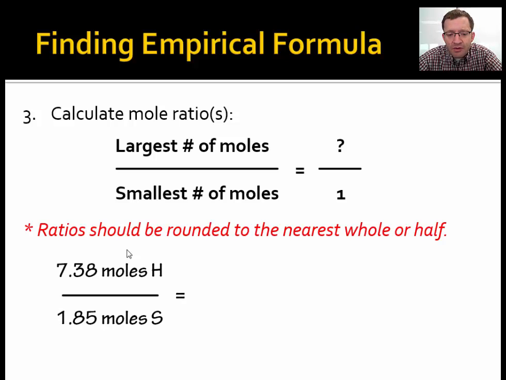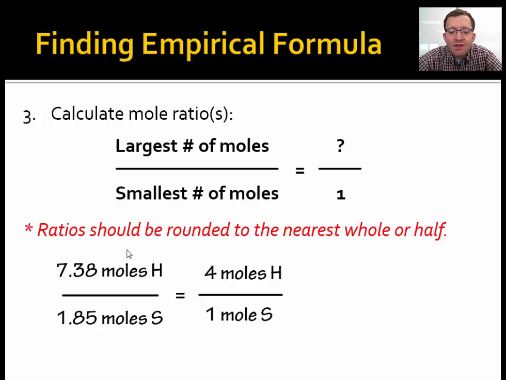So in our example then, hydrogen had the most moles, 7.38 moles of hydrogen, and sulfur had the fewest. So I'll set up my first ratio as hydrogen over sulfur, 7.38 over 1.85. And when I divide that out, my calculator tells me that that's a 4-to-1 ratio. I round it off to the nearest whole or half. In this case, it's 4. So that's a 4-to-1 ratio of hydrogen and sulfur: 4 moles of hydrogen for every 1 mole of sulfur.